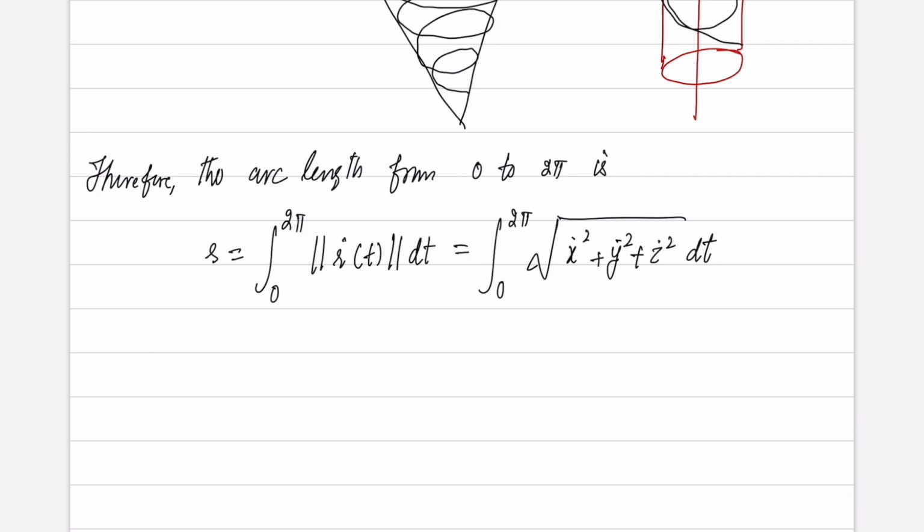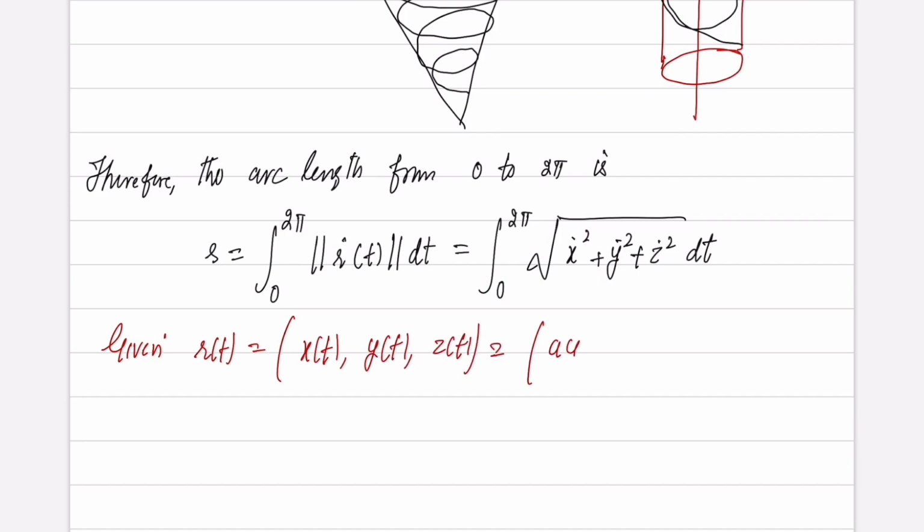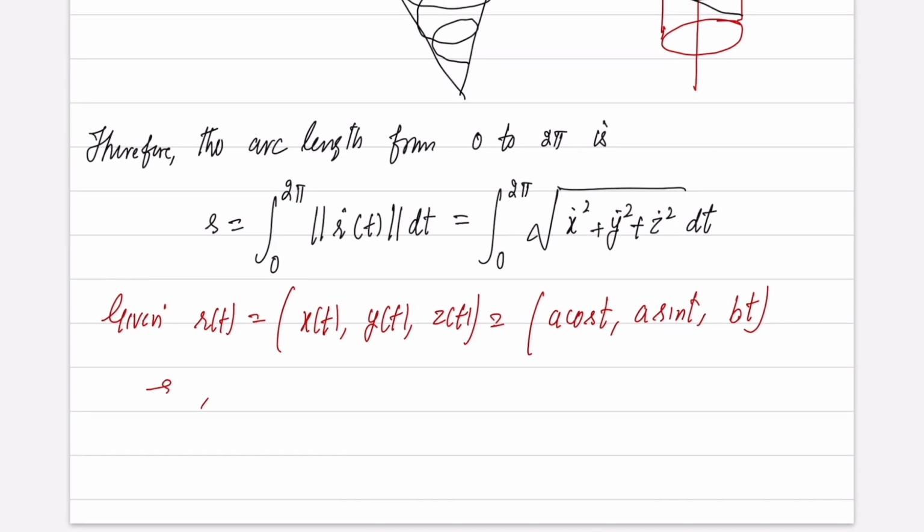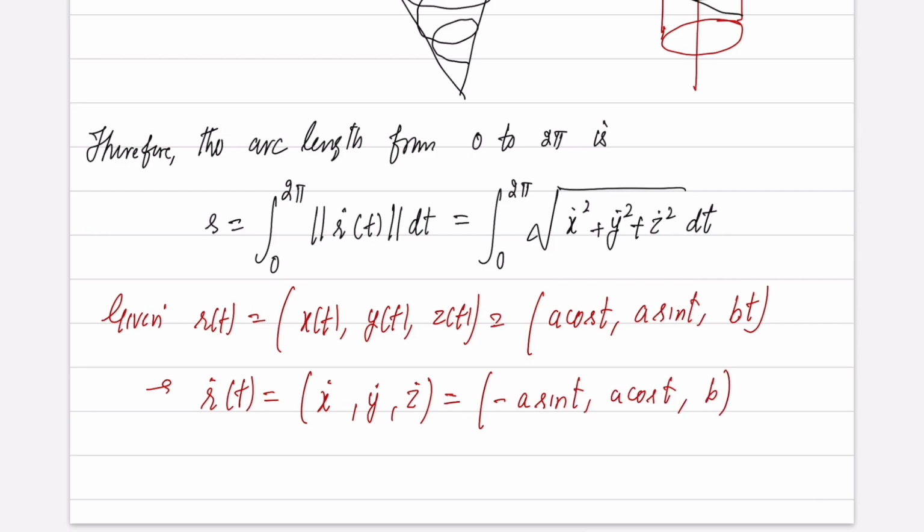We are given r of t is equal to x of t, y of t, z of t, which has the values a cos t, a sin t, and bt. So this gives r dot of t, the derivative x dot, y dot, z dot, which we can now write as minus a sin t, a cos t, and just b.